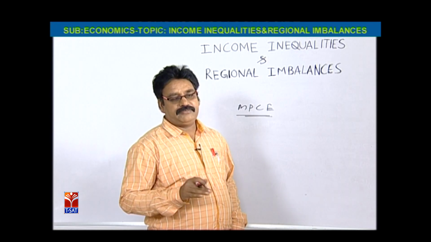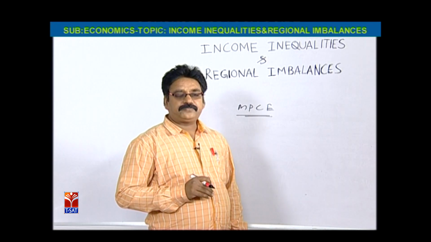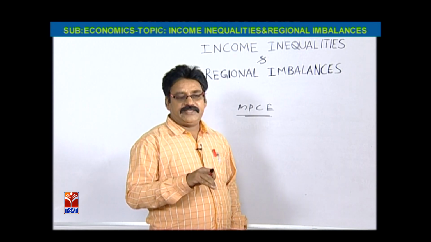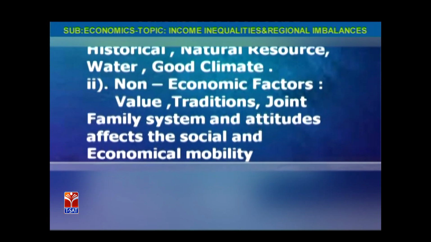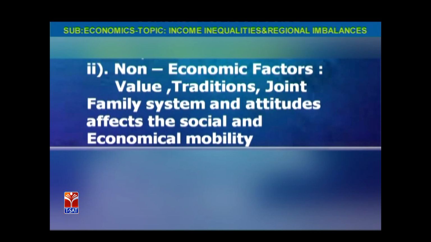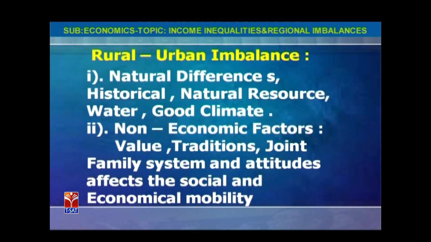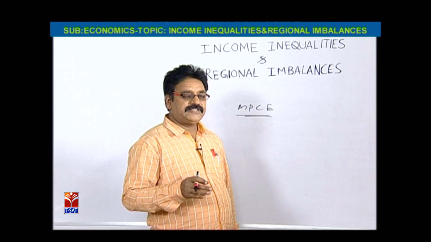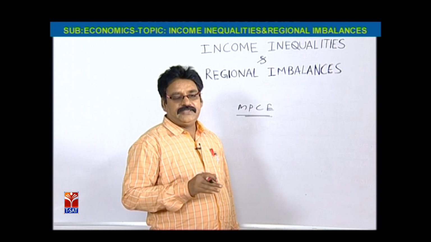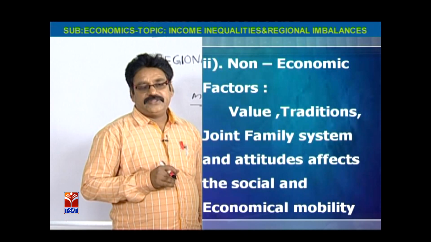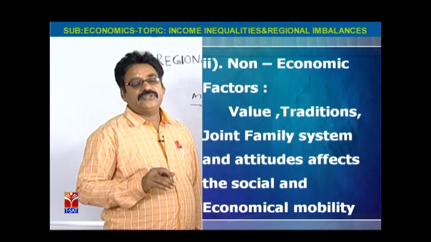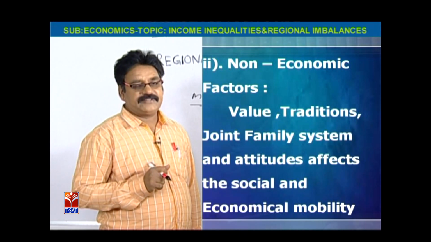But in olden days, if we look 20 or 30 years back, people wouldn't go from their village to another village for work. Maybe that is because of traditions, the joint family system, so many attachments with that village, and their attitude. They work for their minimum basic necessities. If they satisfy their basic necessities, they won't work for anything else. These attitudes affect the social and economic mobility of the factors of production.